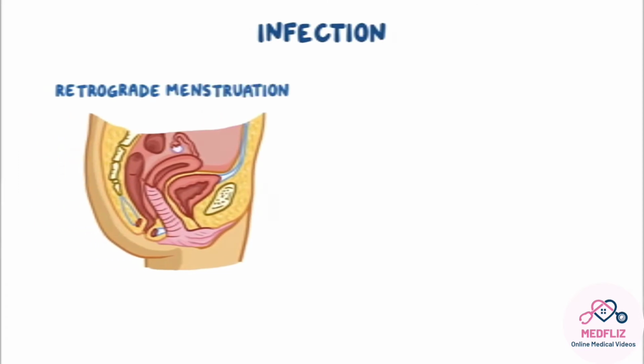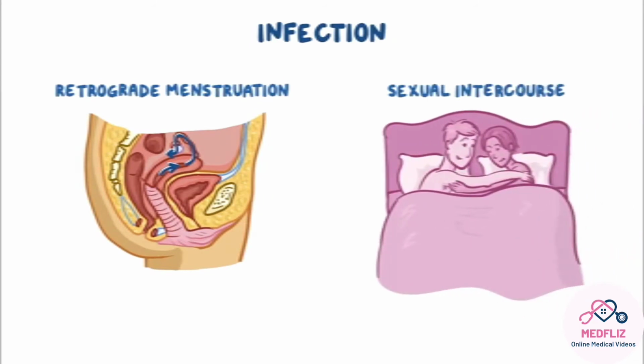A factor that contributes to the infection is retrograde menstruation. That means the menstrual blood spills from the fallopian tubes into the pelvic cavity. It can also occur because of sexual intercourse.